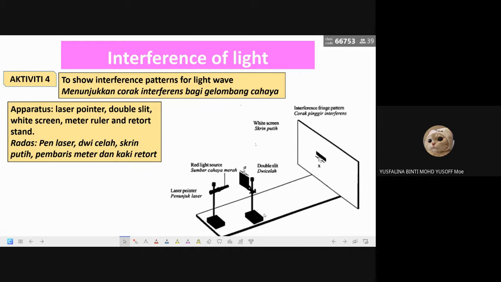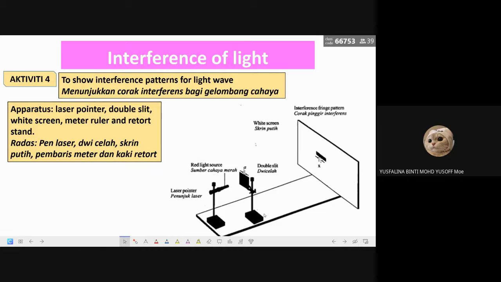At the center of the screen, you can see there is a bright fringe. Whether the fringes are small or big depends on the size of the slit, right? The bigger the size of the slit, the smaller the size of the fringes will become. So that one we already learned for the diffraction of light, passing through the single slit. How about the interference of light?